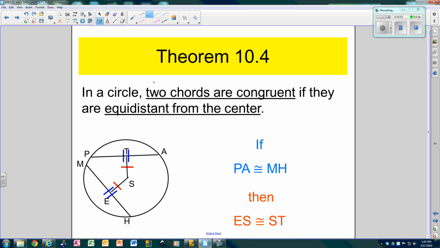All right, and here's our last one. In a circle, two chords are congruent if they are equidistant from the center. So remember, equidistant means they're the same distance. So if PA is congruent to MH, so if this chord right here is congruent to this chord right here, then this chord and this chord are also congruent. So if they're equidistant from the center, they're congruent, and if they're congruent, they're equidistant. It's the same thing going forward and backward.